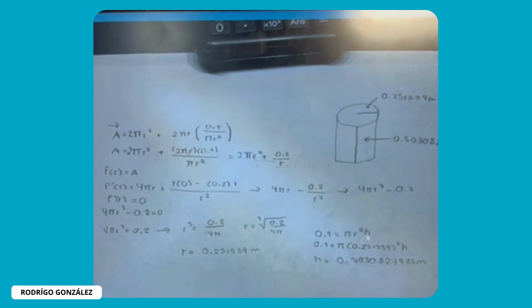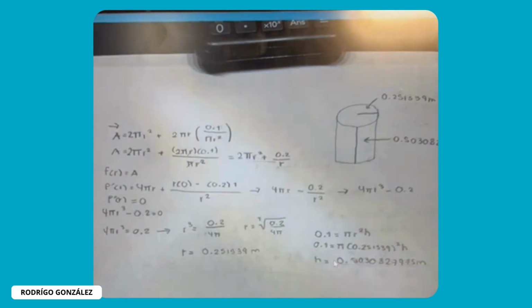After this, we can now use it in the volume formula in order to get the height of our cylinder, which will be 0.2 equals pi times radius squared times h. We pass these dividing to the other side, and it will give us that the height is 0.5382 meters.